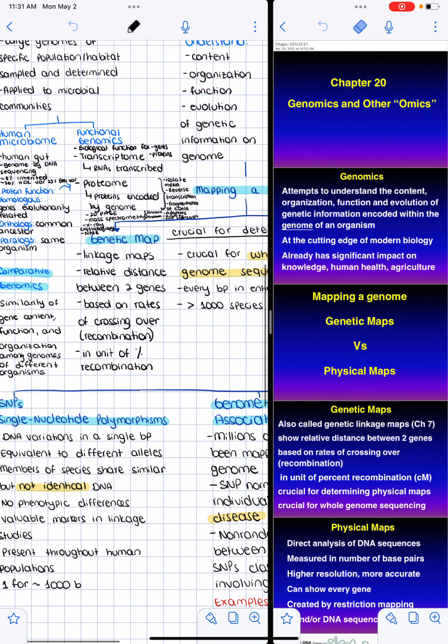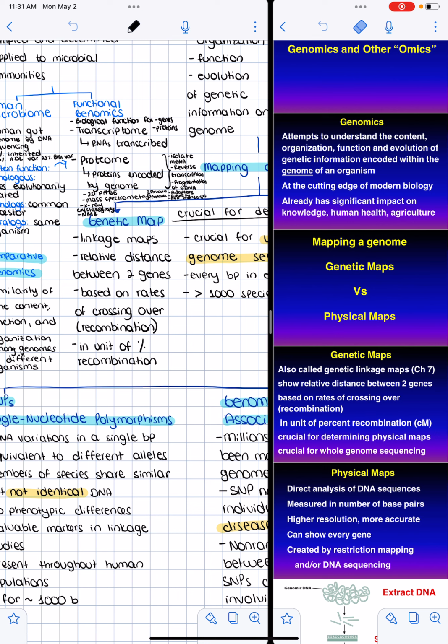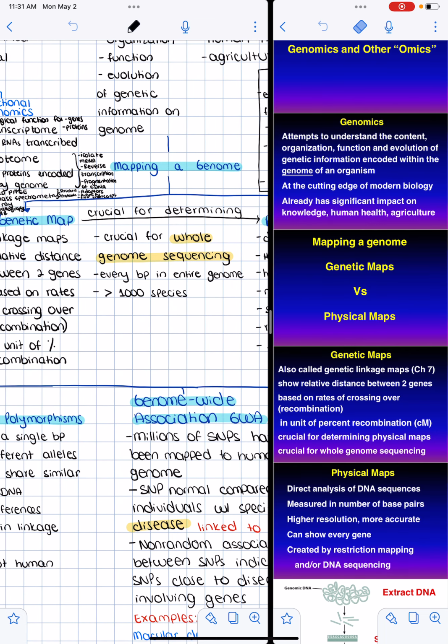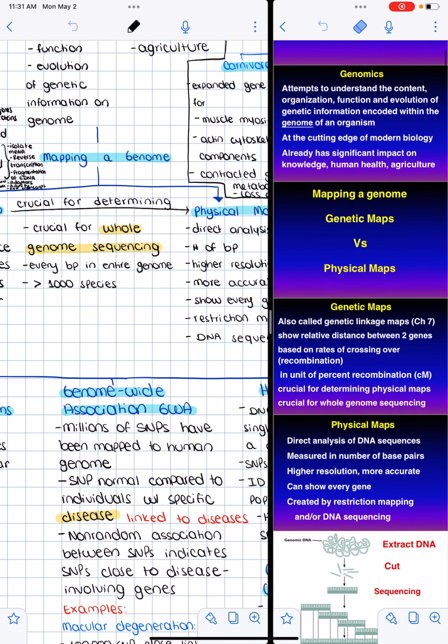The genetic map, also called a linkage map, shows the relative distance between two genes. It's based on rates of crossing over or recombination, and it's expressed in units of percentage of recombination. The genetic map is crucial for determining the physical map, and is also crucial for whole genome sequencing.